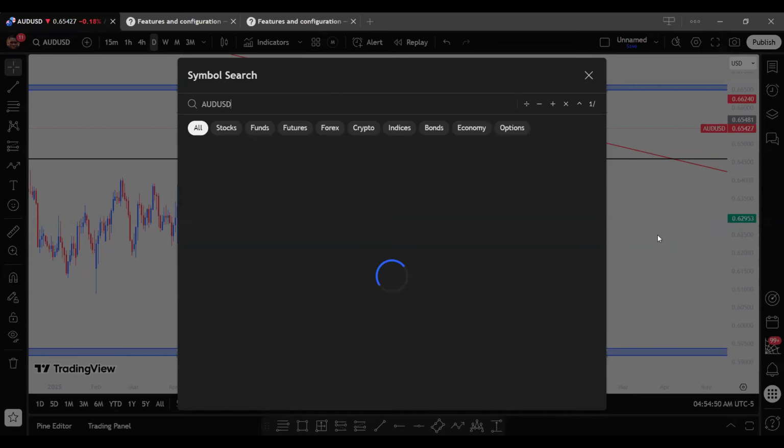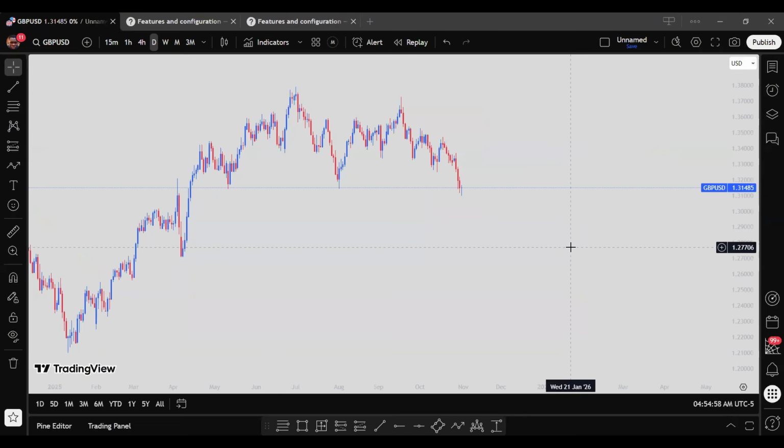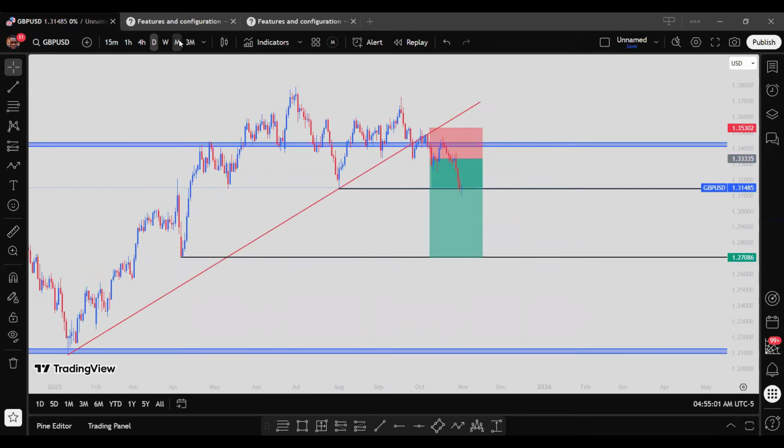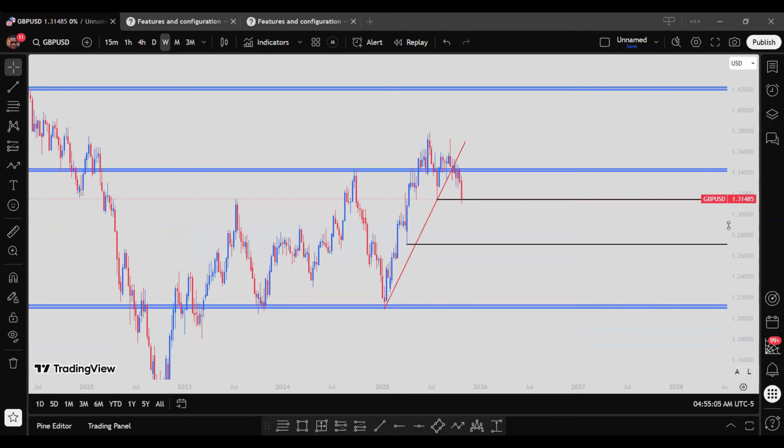So I'm still looking to go into a sell trade on AUDUSD. Okay, let me just quickly move on to GBPUSD first. I'll be talking more about that later on. Currently I'm selling GBPUSD as well. I'm already on a sell trade on GBPUSD.